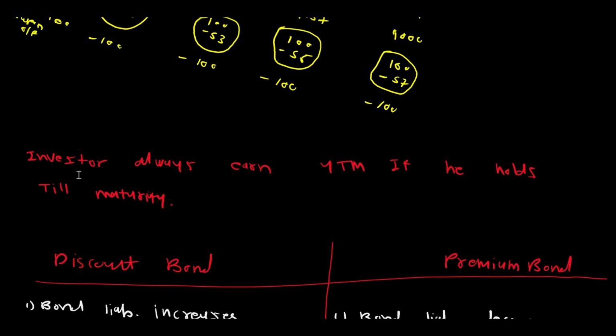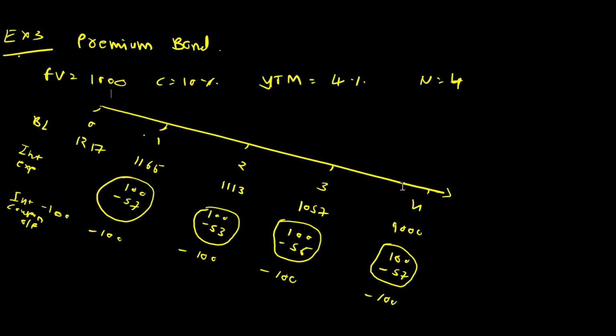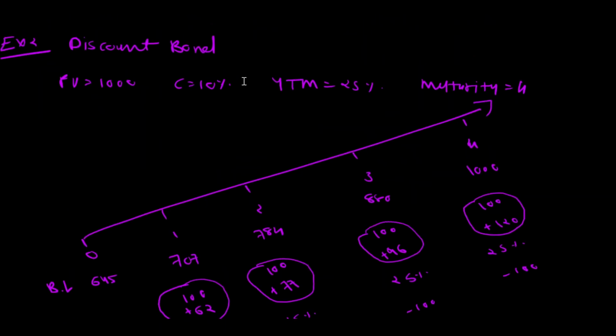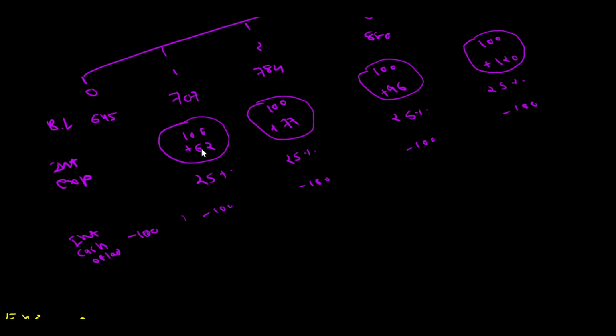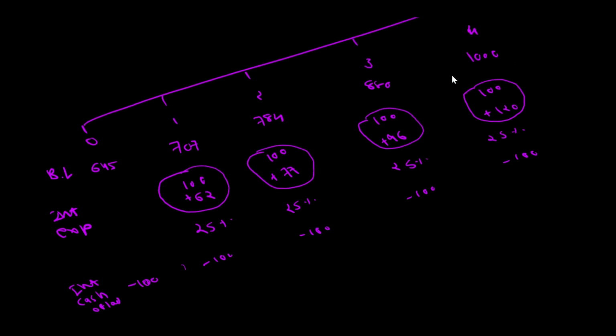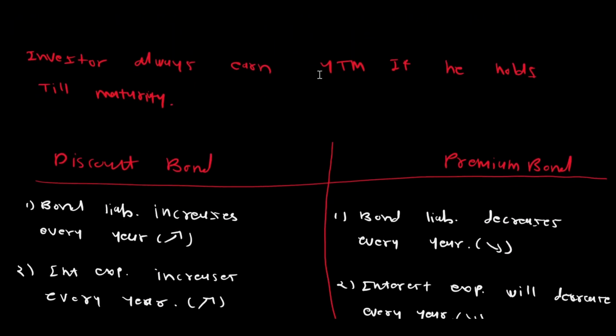And the YTM means the investor always earns YTM if he holds till maturity. Means the bondholder always earns YTM, not the coupon rate. Here he gets 10% of the face value, 100, but he's not earning actual 10%. He's earning only 4%. His 10% is on the 1000, but he has paid 1217. So 100 on the 1217 would be 4% only. Here it's earning 25%. He's only getting cash of 100, but here he's added the remaining amount on the principal. So the bondholder will always earn YTM.